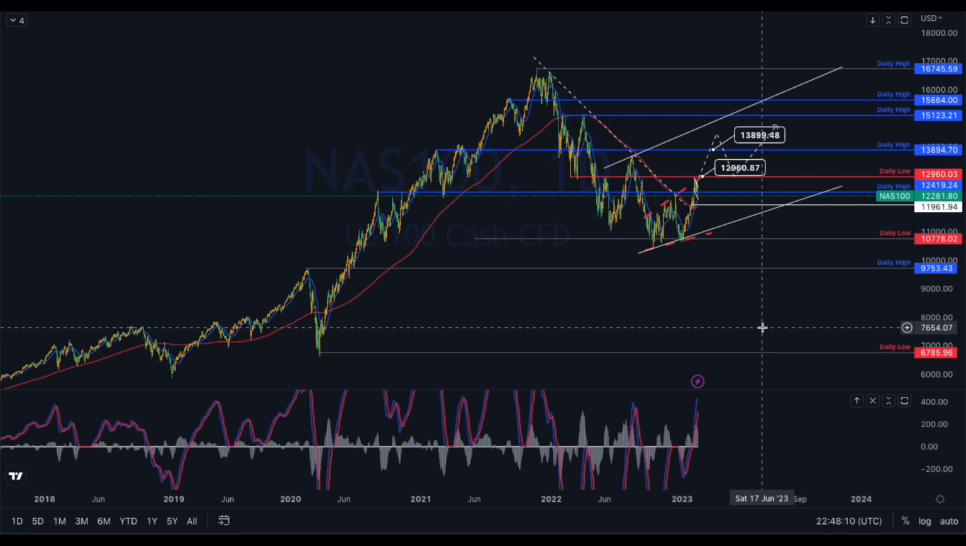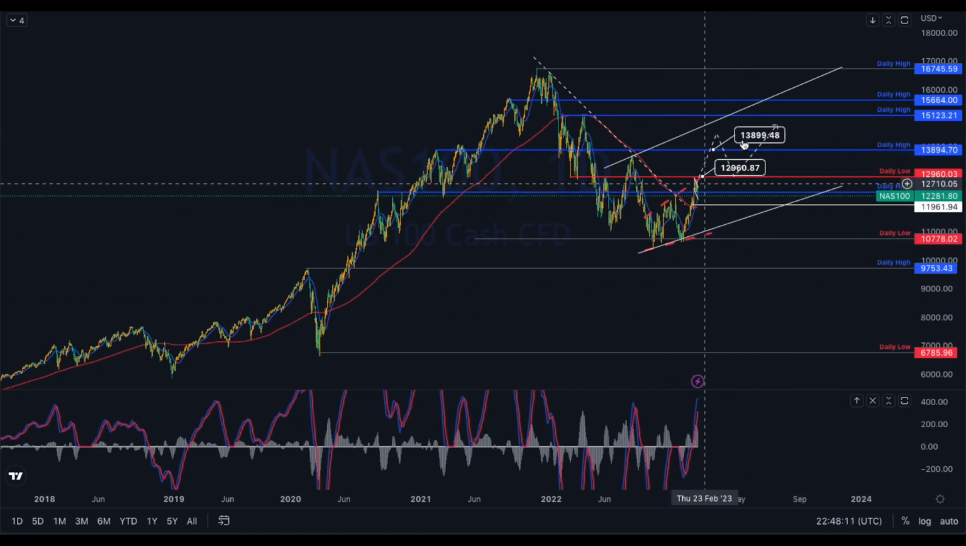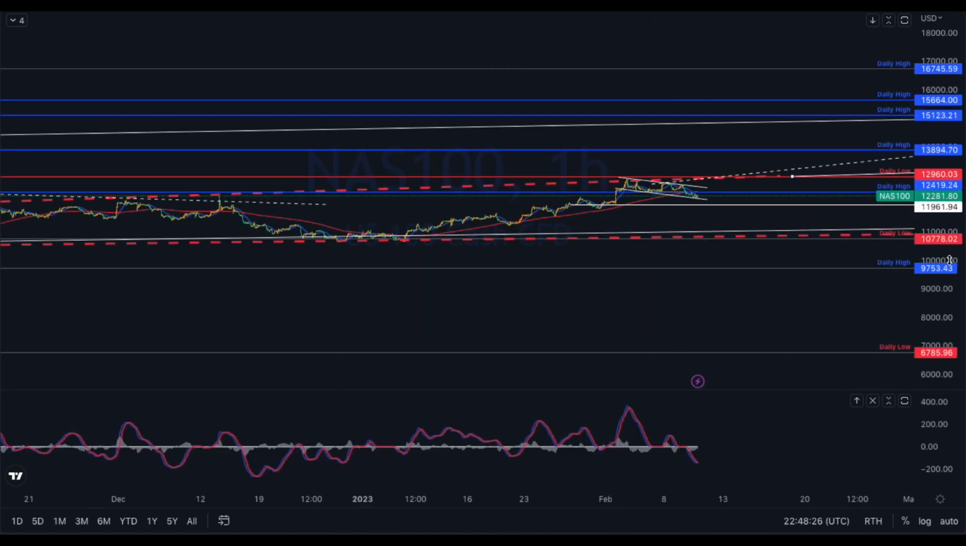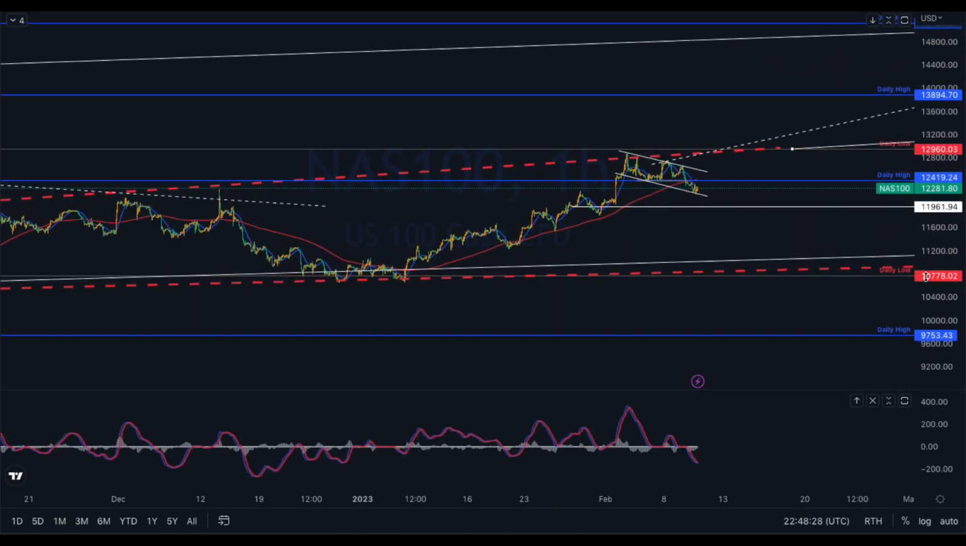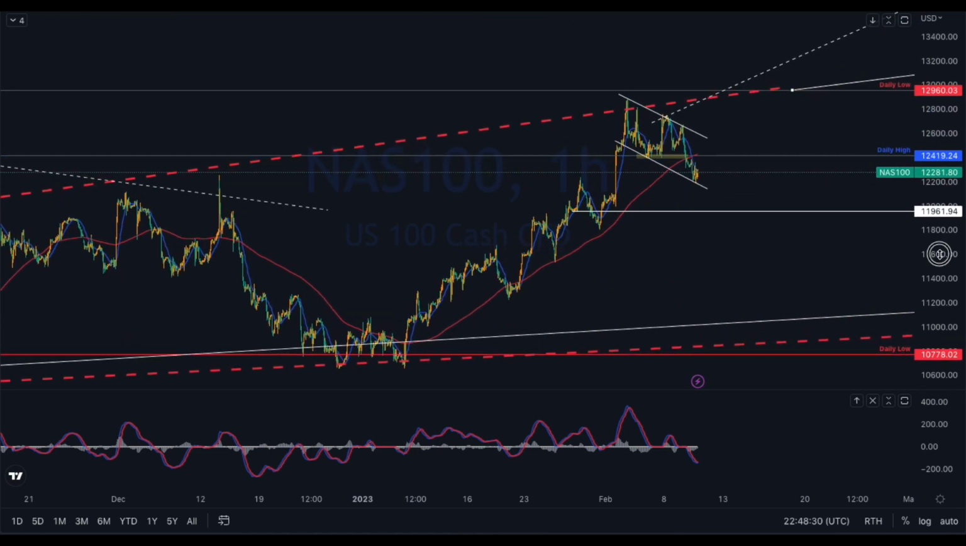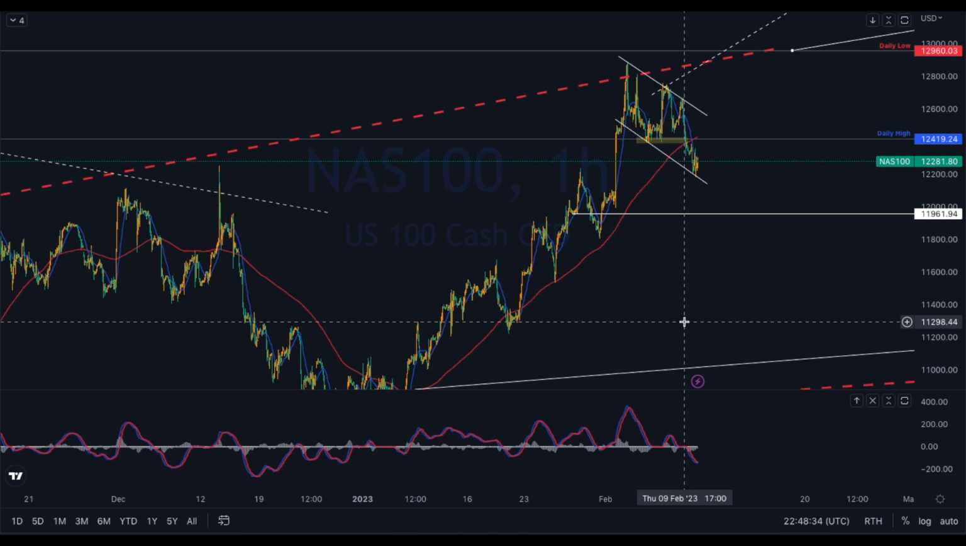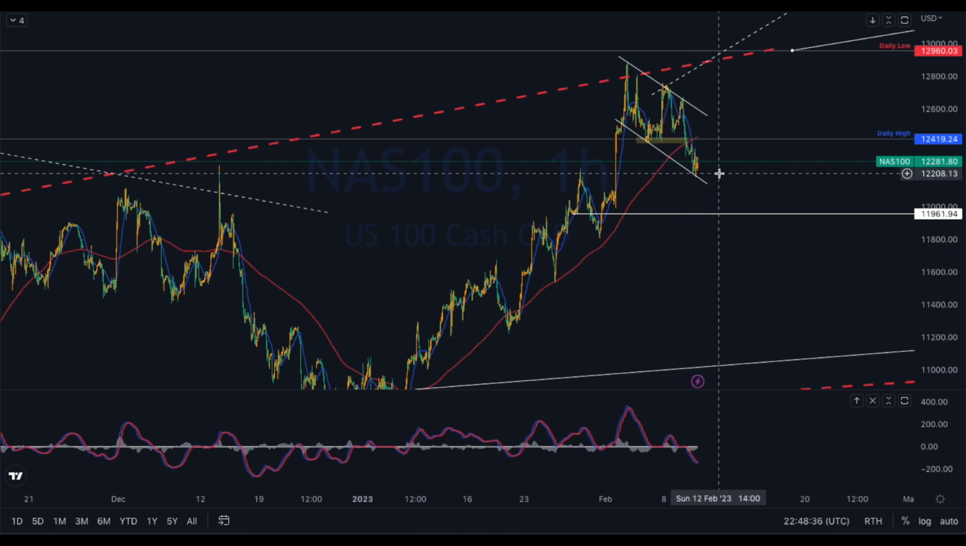Okay, so this is what we got going on at the moment, and these two lines that I've just drawn, this is just based on a little feeling that just came over me just now, in regards to where price could be going. And so let's go back to the hour real quick, and let's just see what we got going on again.